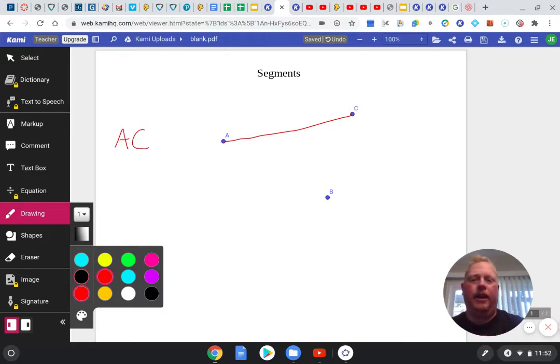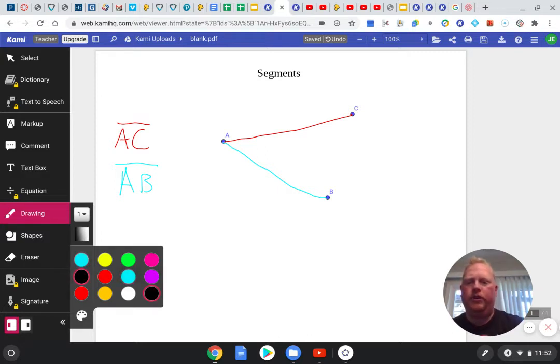So much like with the line and the ray, you put the two letters and then the line on top. Okay? If I were to connect point A to point B, that would be segment AB. Or you could call it BA. If you switch the letters around, it doesn't matter. That one endpoint doesn't have to always be first. So the red one could be segment CA. Doesn't make a difference.